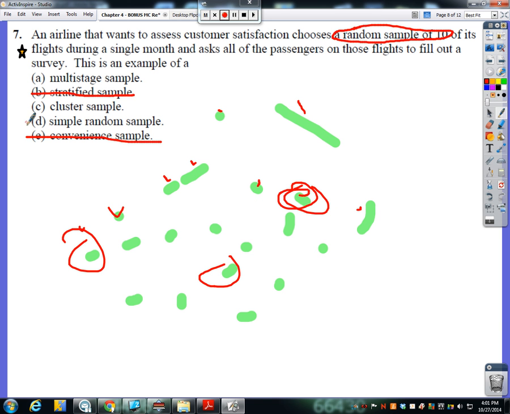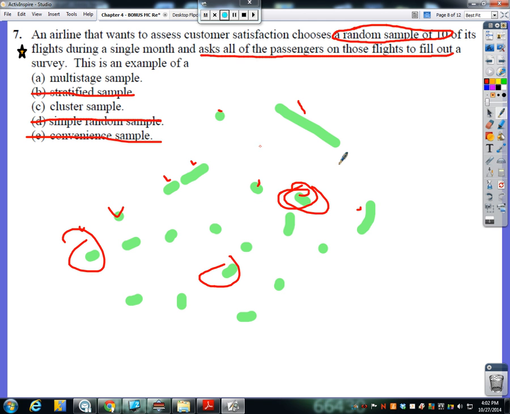It's not just a simple random sample, because if it was a simple random sample, then each subset of 10 would have the same probability of being selected. It's kind of like a simple random sample, but this part here really doesn't make it simple anymore, that they asked all of the passengers on those flights. So it's not really simple because of that.